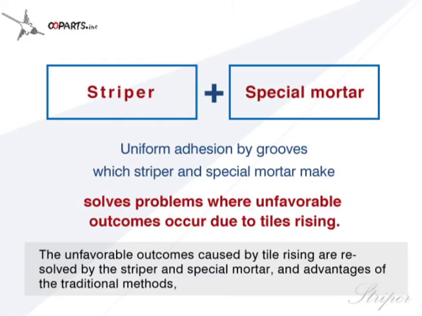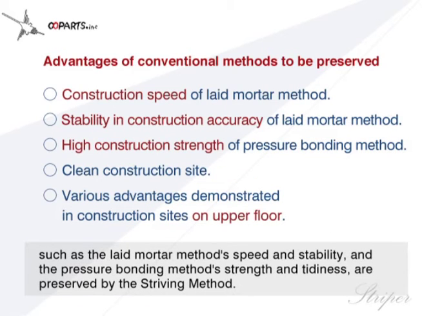The unfavorable outcomes caused by tile rising are resolved by the striper and special mortar, and advantages of the traditional methods, such as the laid mortar method's speed and stability, and the pressure bonding method's strength and tidiness, are preserved by the striving method.